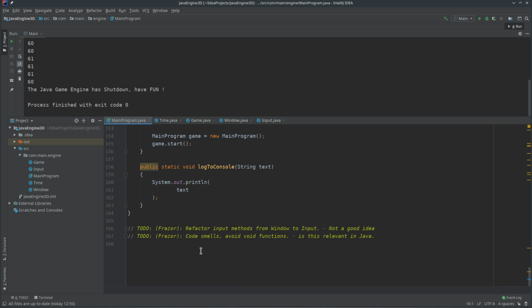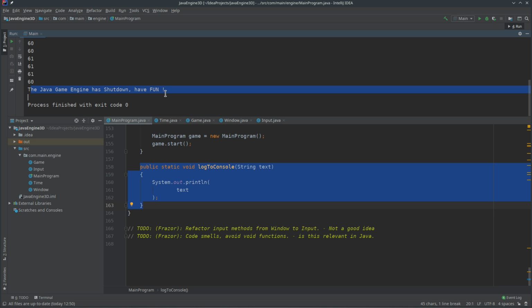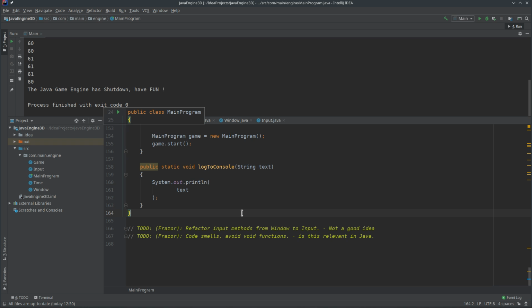What is a function? A function is a piece of code. This is a function here that does an operation. So in this case, it prints out to this console here some text. And that's the text there, so you can see what it does. It can print out numbers as well. Yeah, that's a function. Is it a good function?